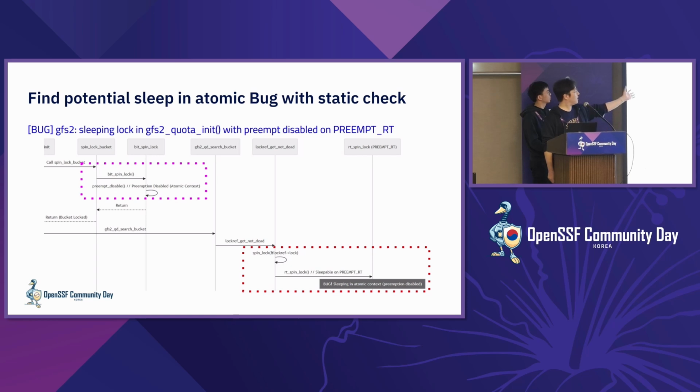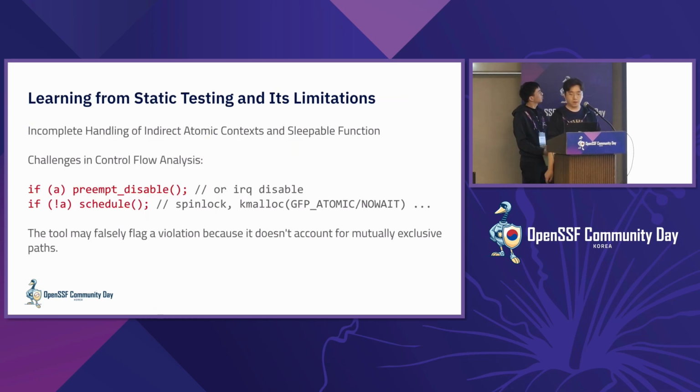And this is something similar, but when using the bit spin lock, they disable preemption. So after the bit spin lock, using a spin lock also causes a "sleeping function called from invalid context" bug. So this pattern should be fixed. I reported it on GFS2.